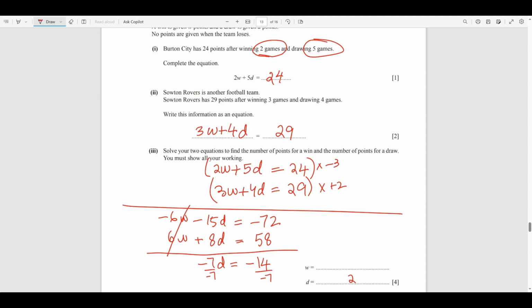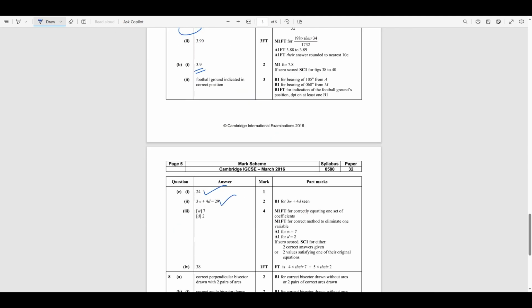So that means when you draw a match, you get 2 points. Substituting in either of the two equations, let's choose equation number 1. So 2W plus 5 times D, which is 2, equals 24. 2W plus 10 equals 24, subtracting 10 on both sides. So 2W is 14 and then W is 7, which means when you win a game, you get 7 points. Let's check it. 29 from the previous and 7 too, right?